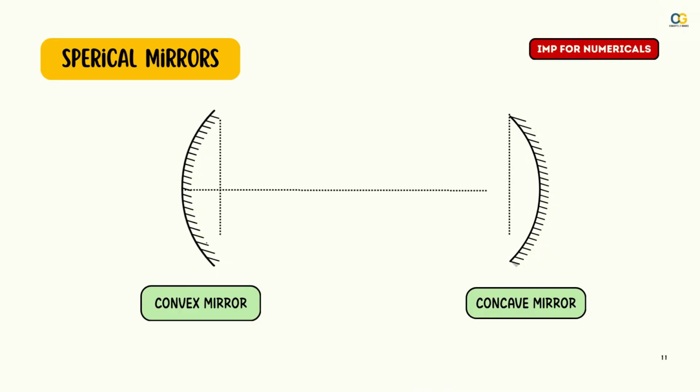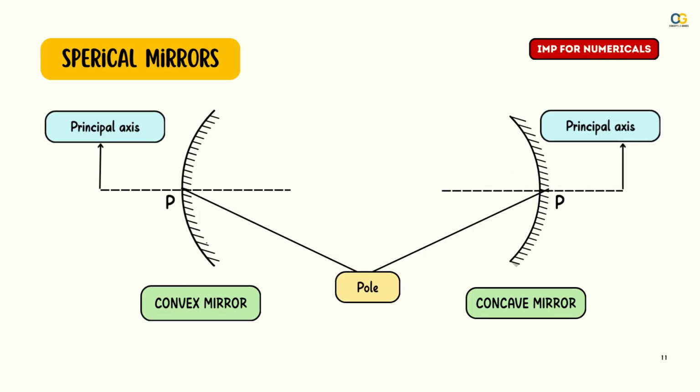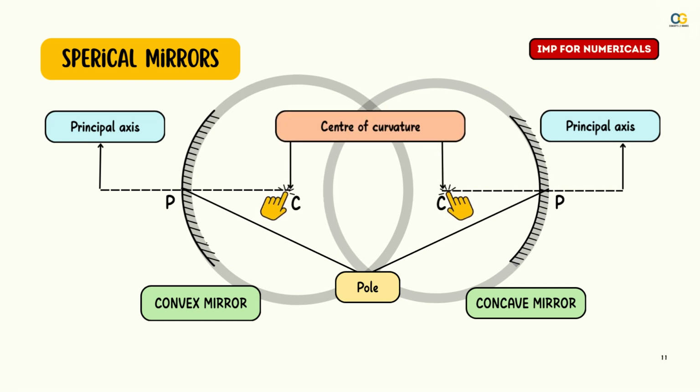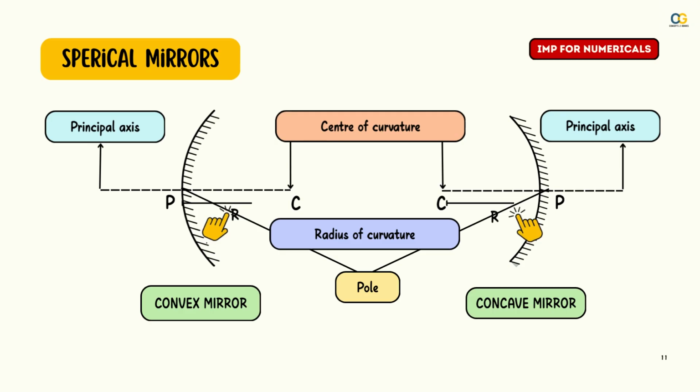So the center of the mirror is called the pole of the mirror, and the line that passes through this is called the principal axis of the mirror. Every mirror is part of a circle, and the center of the circle of which it is part is called the center of curvature of that mirror. The distance from the pole to the center of curvature is called the radius of curvature of that mirror.